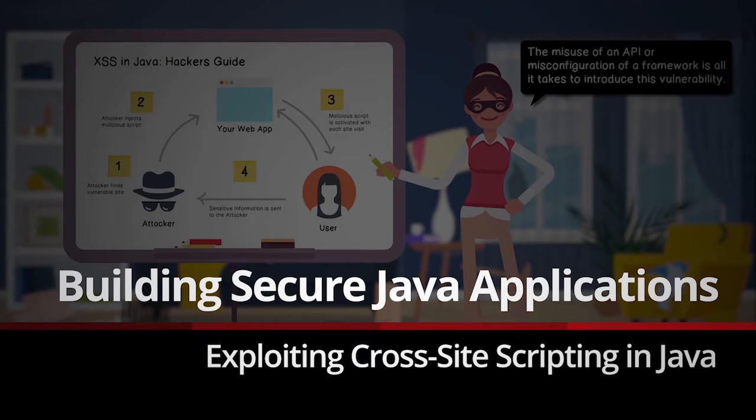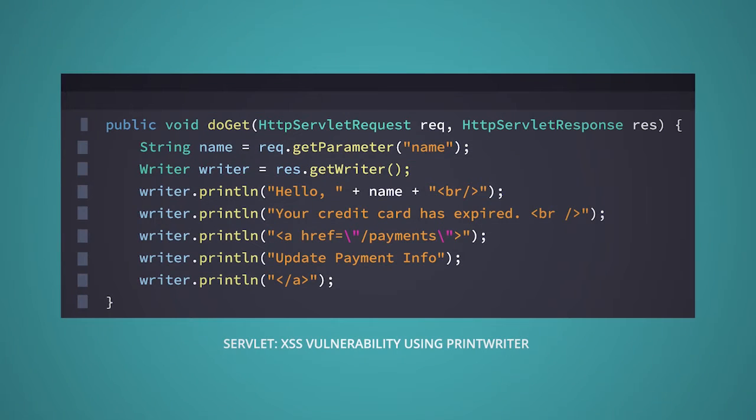Exploiting cross-site scripting in Java. The Java ecosystem provides a wide variety of technologies to facilitate the dynamic generation of HTML pages. Let's start by looking at a code snippet using the Java Servlet API.